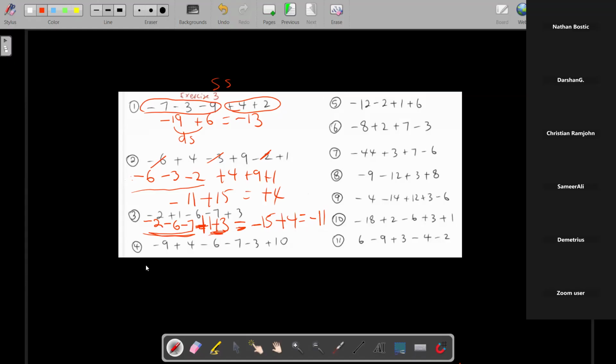Next one, Tristan. Number 4. So for number 2, you get the wrong answer. The answer is positive 3, not positive 4. 4 plus 9 plus 1, that is 14 or 15.